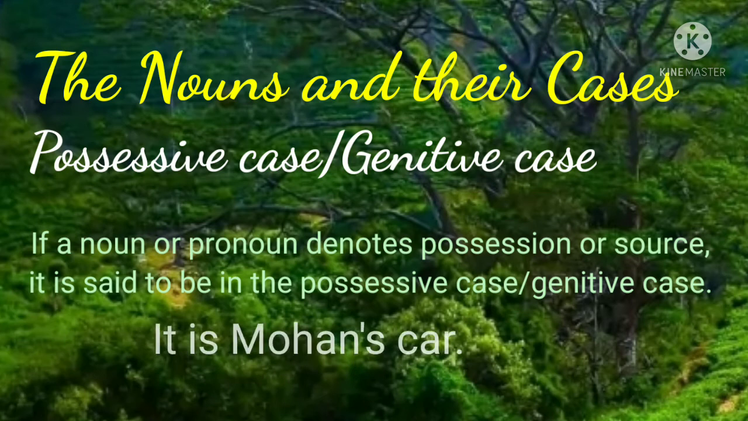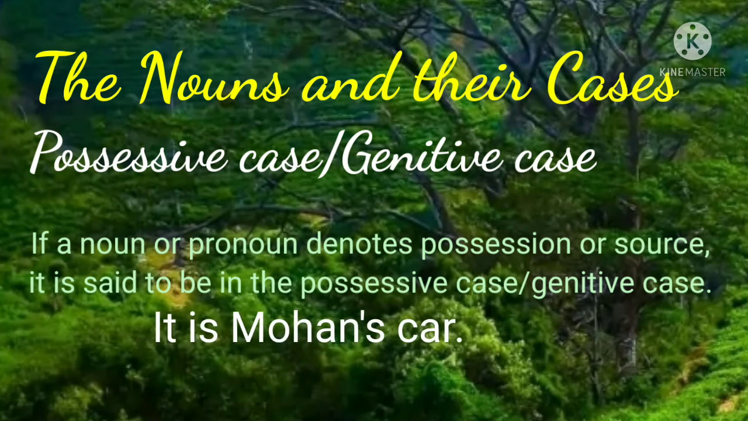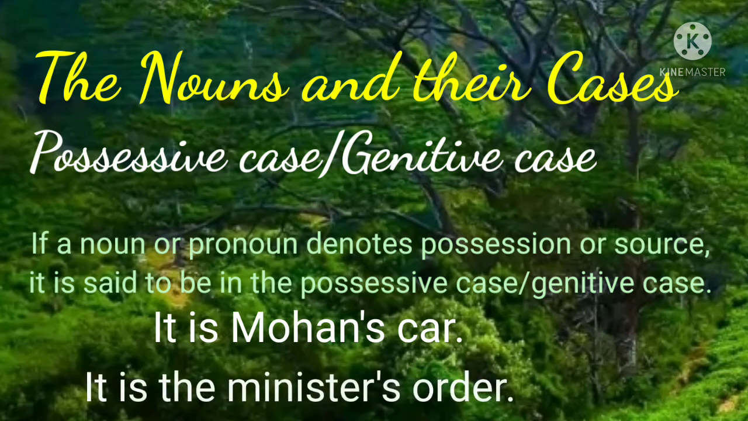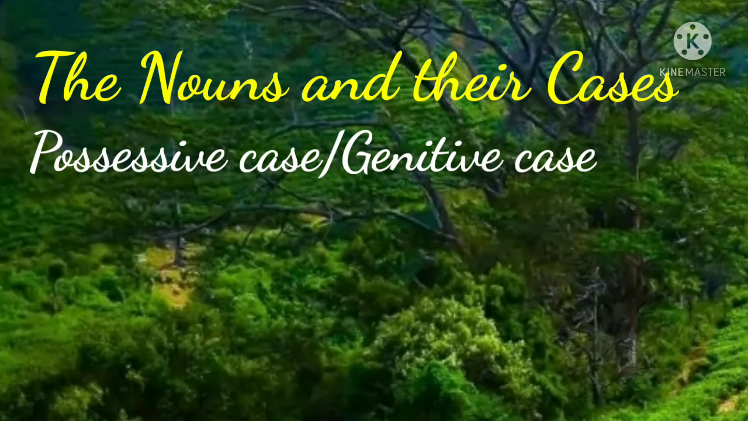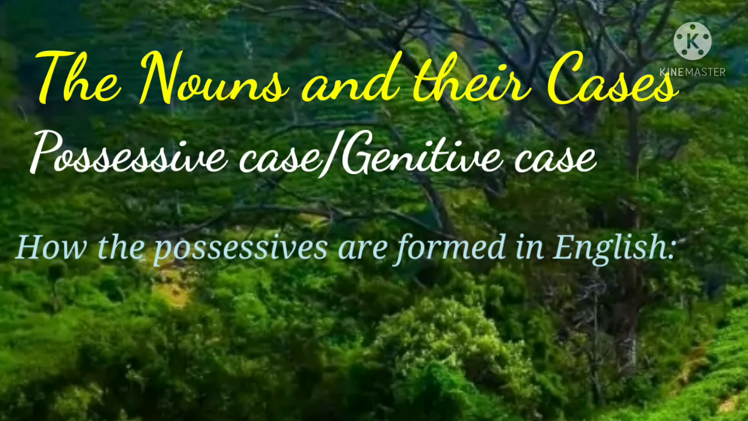Look at the examples. It is Mohan's car. Mohan apostrophe S. Here, Mohan's car is in the possessive case because it shows possession. When you say it is the minister's order, minister's is in the possessive case because it shows the source. Now we must study how the possessives are formed in English.